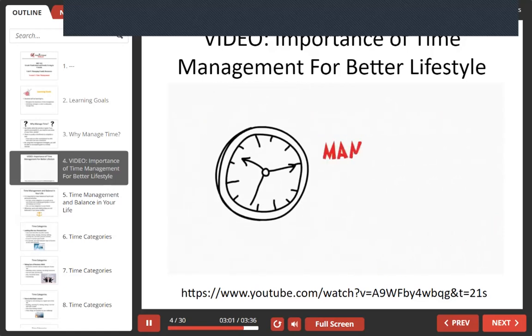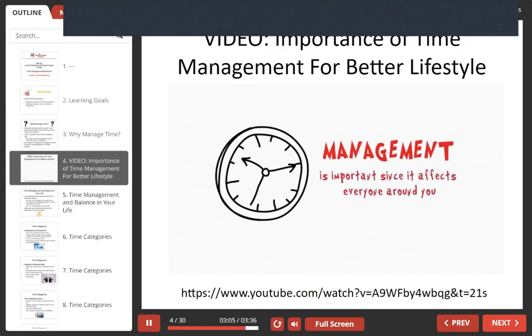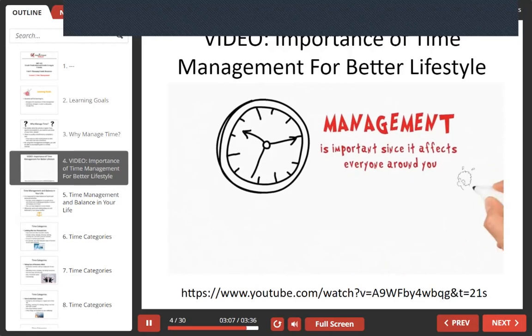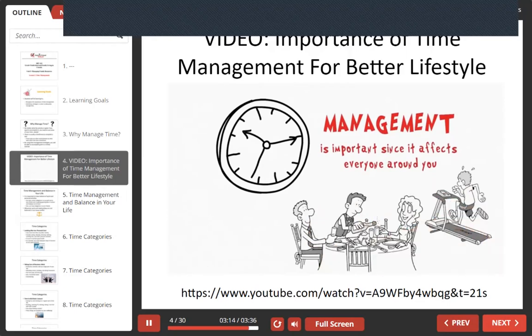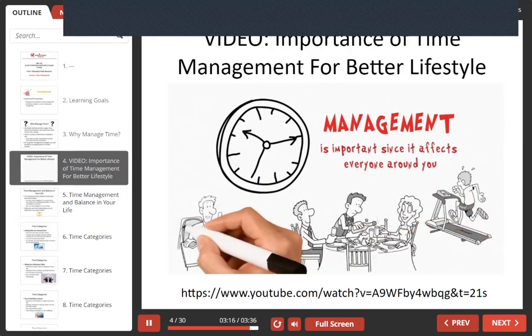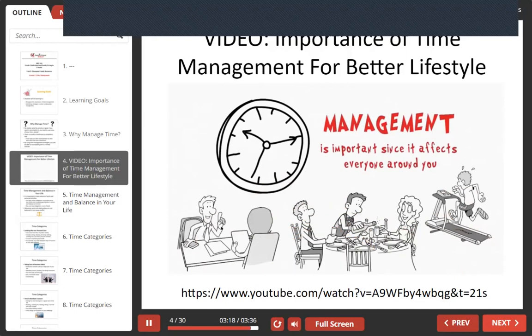So you can see that time management is important since it affects everyone around you, but most of all, it affects you. A final tip: exercise and eating right plays an essential role in time management, since when you feel good, you work well under a management plan.